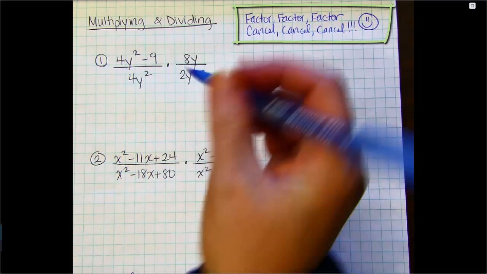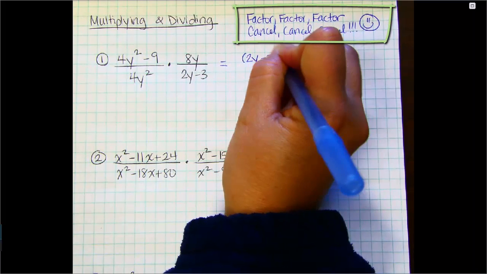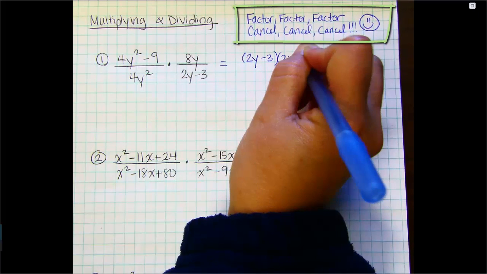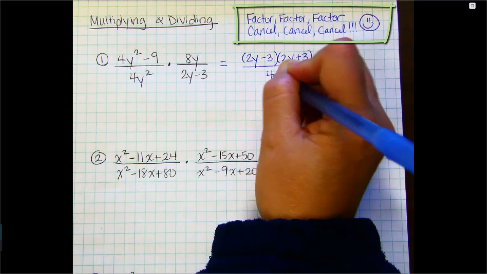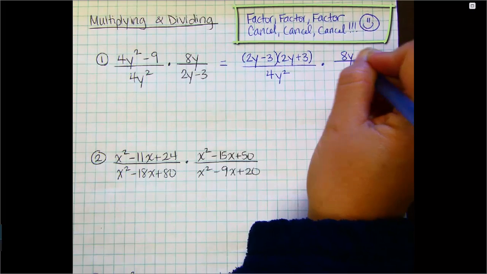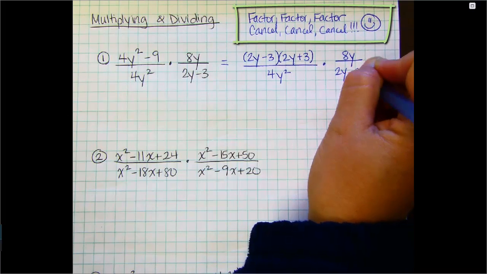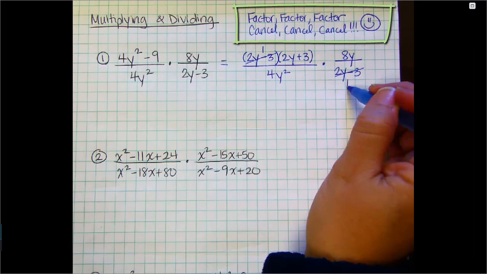So here we go. 4y squared minus 9 is a difference of two perfect squares. It factors to 2y minus 3 and 2y plus 3. Now the rest of this problem is already in factored form. They're all monomials or a simple binomial. So I just copy the rest down, and then I start paying attention to things I can cancel out top to bottom. Certainly 2y minus 3 are like factors.